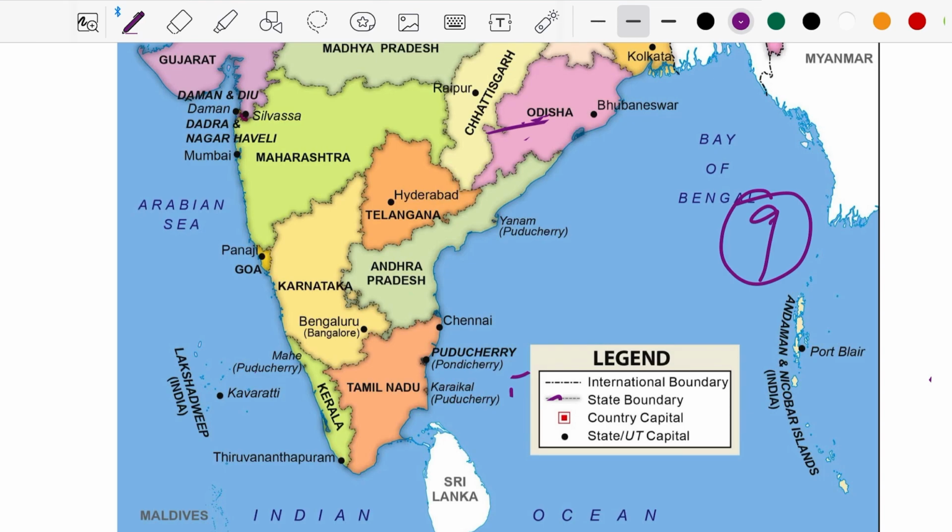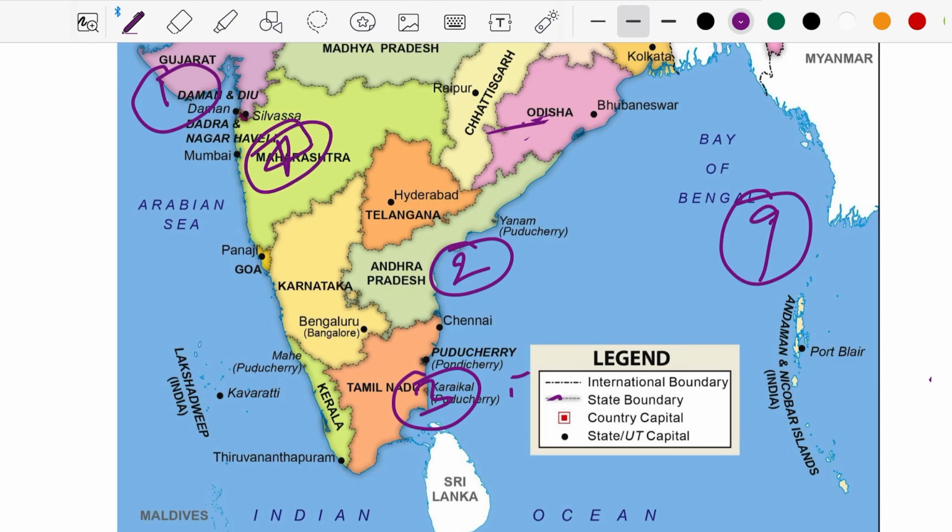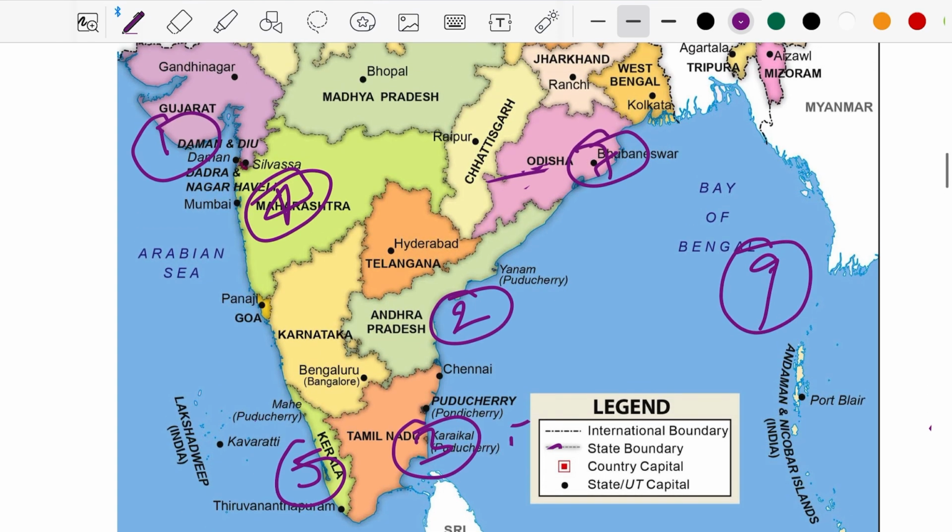Okay, so Gujarat has the largest boundary. Next it is Andhra Pradesh, second largest coastal boundary, and the third it is Tamil Nadu, fourth it is Maharashtra, fifth it is Kerala, sixth it is Odisha, seventh it is Karnataka, eighth it is West Bengal, and the ninth it is Goa.